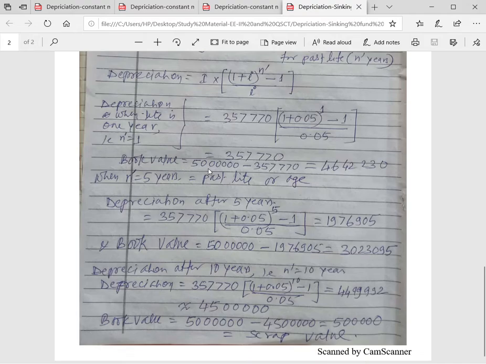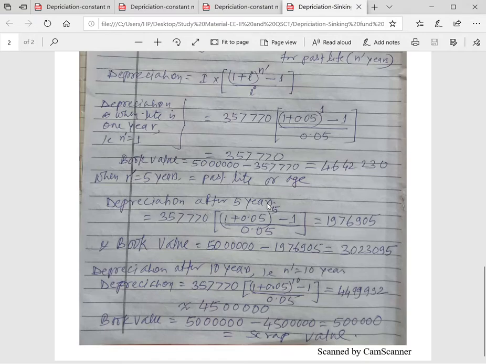Now the book value, that is cost 50 lakh minus 3,57,770, that is 46 lakh 42,230, is the book value after 1 year. Likewise, you can go on continuing the calculation for any year, that is past life, say 2 years, 3 years, 4 years, like that. So let us see, suppose 5 years is completed, so n dash you can take 5 years, that is past life, or you can consider it as the age.